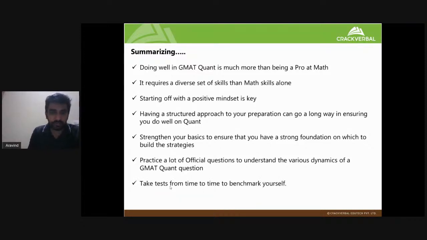And please take tests from time to time to benchmark yourself and find out where you stand at that particular point in time. So these are some things I think that can help you start off with GMAT Quant. I will not use the word GMAT Math.